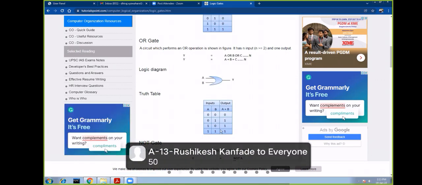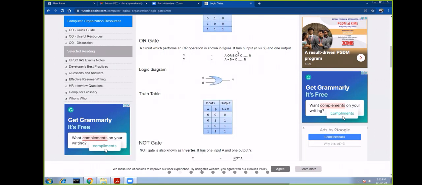50%. So the condition is that if his percentage is greater than or equal to 35, then he is a pass. A person or student who is scoring below 35 marks in the subject of chemistry, but the condition is that his percentage should be greater than or at least equal to 35.